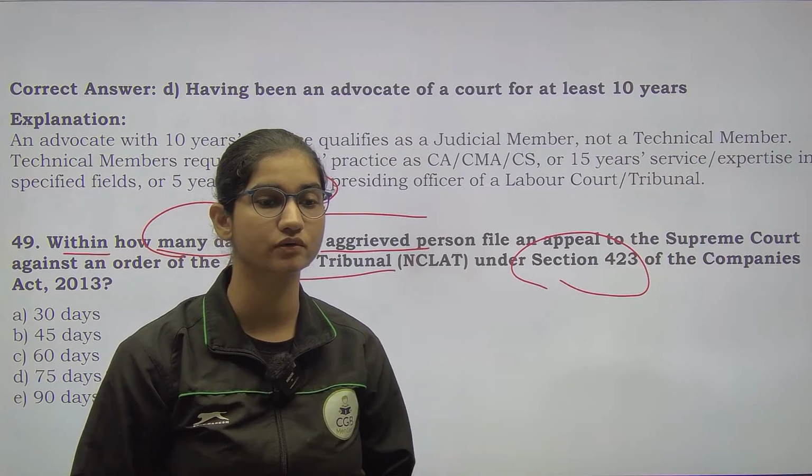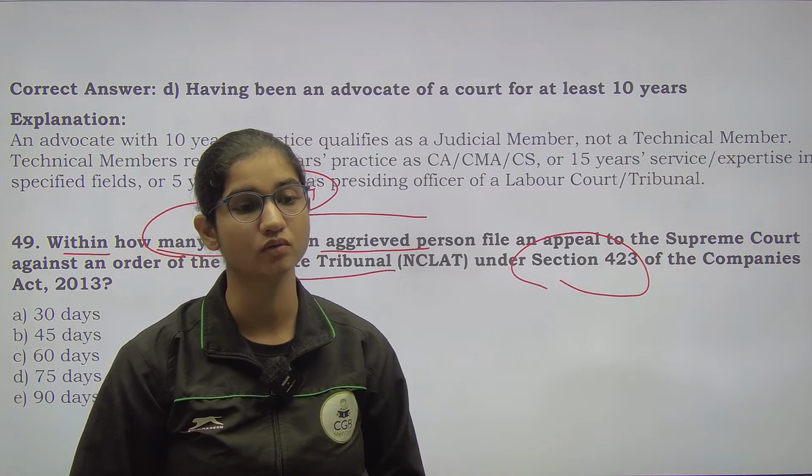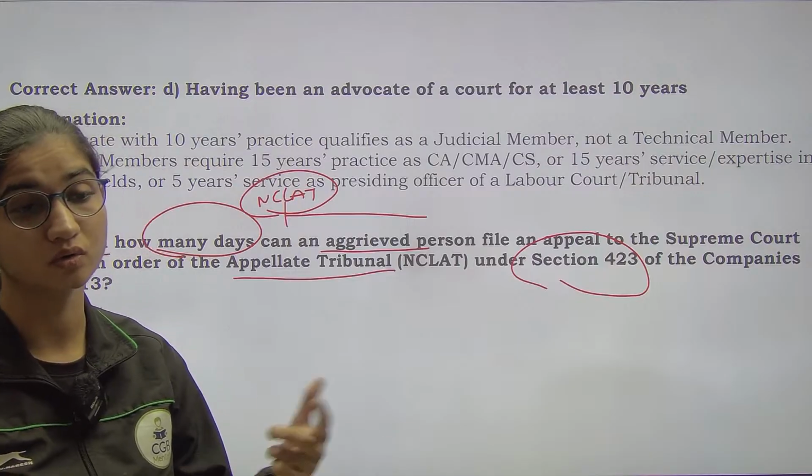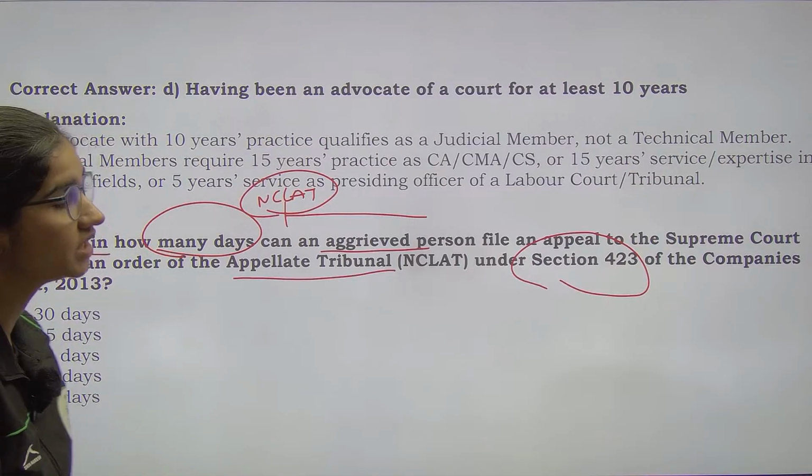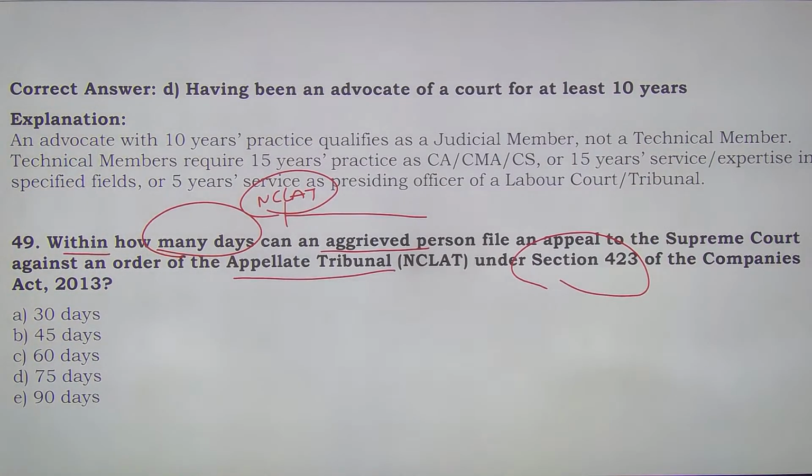Now you want to take your grievances to the Supreme Court. But within how many days can you go to the Supreme Court with your grievances? That is the question, right? So please try to answer it. Whether it is 30 days, 45 days, 60 days, 75 days or 90 days. Okay, so the answer here is 60 days.